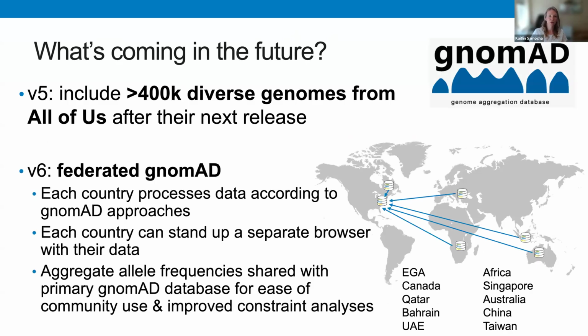And then for v6, we're shifting to more of a federated model. So the idea here is that we know that there are datasets being generated around the world that potentially cannot move countries due to regional specific restrictions. So we've set up a network and we're working with teams already to process data according to the gnomAD approaches. We're going to help stand up browsers around the world. And the goal then is to aggregate those allele frequencies back into the primary resource to get improved allele frequency information for community use, filtering allele frequency, and then improved constraint analyses.